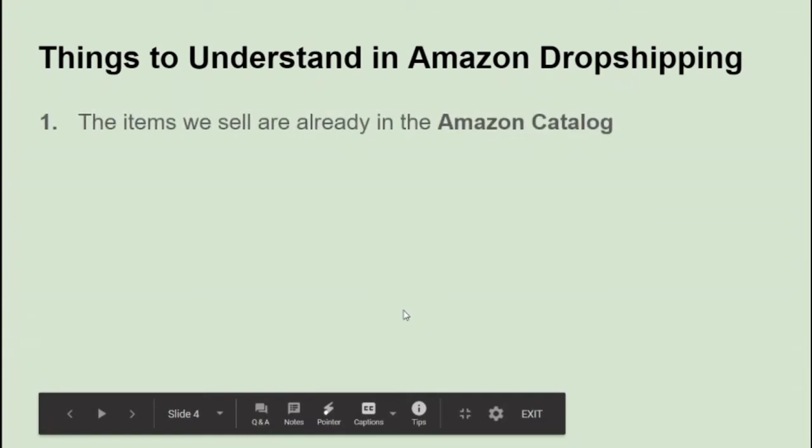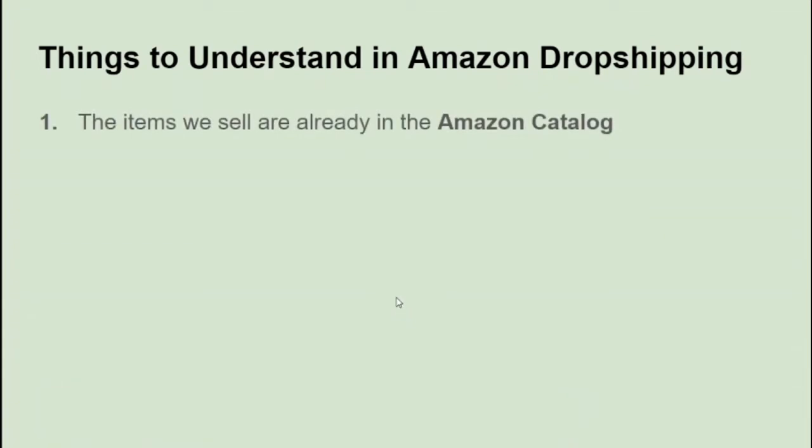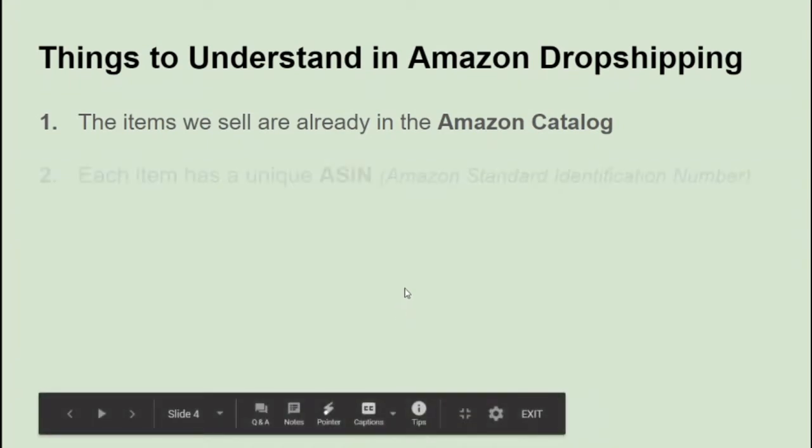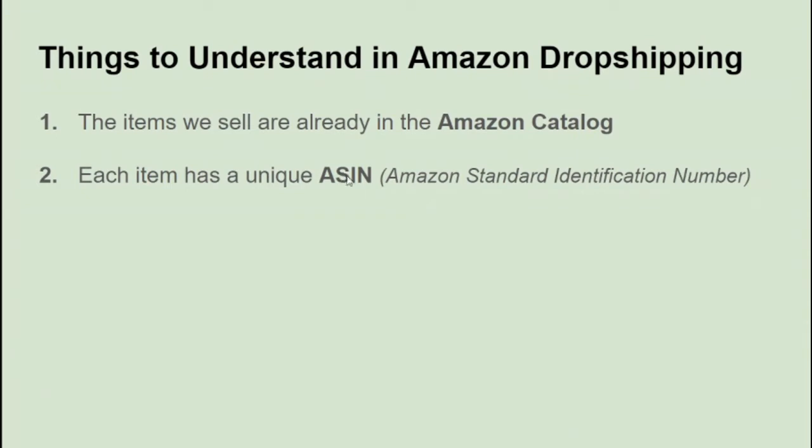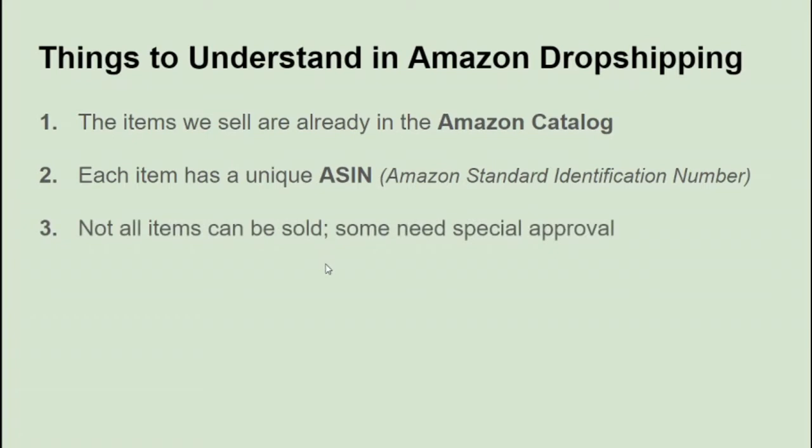Now there are a few things I need to go over quickly that you need to understand in Amazon dropshipping. Number one, the items we sell are already in the Amazon catalog. Number two, each item has a unique ASIN, which is an Amazon Standard Identification Number. Number three, we will not be able to sell all items on Amazon. Not all items can be sold.